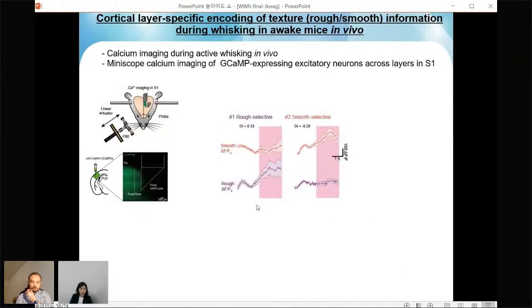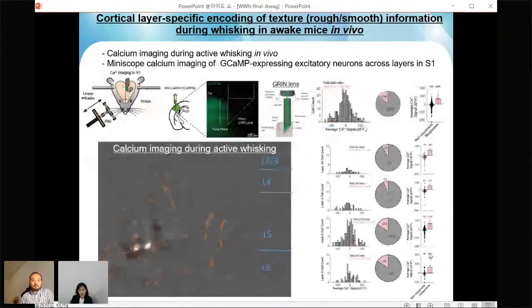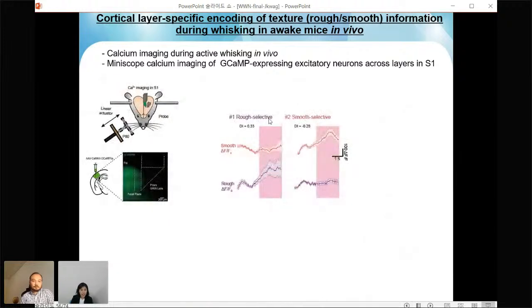So now we're further dividing these responsive neurons into rough selective neurons and smooth selective neurons. And we will hopefully follow this up in the coming few months to analyze how these change across the cortical layers upon PV and SST activation and inactivation.